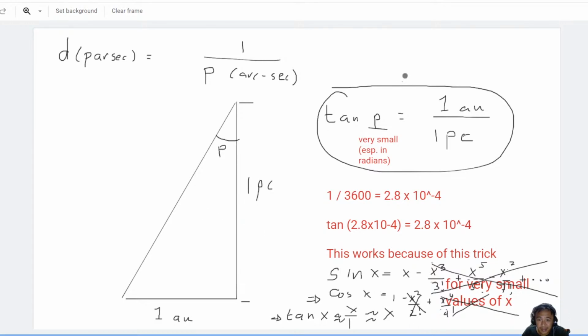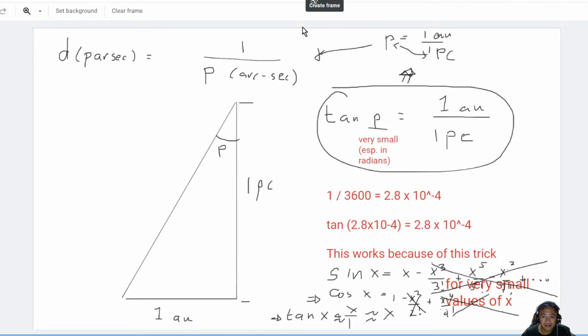From here we can rearrange anyway. Now that we're clear with the math, even though you're not expected to know it, everything makes more sense now. So I'm going to write this now as p is equal to 1 AU over 1 parsec. I'm going to exchange p and that, hence we have this formula. It helps you remember it even though the data booklet has it.